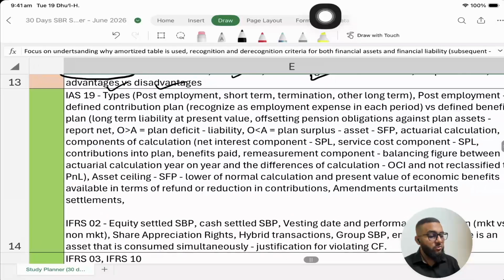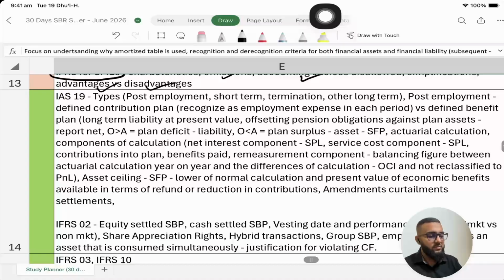So IAS 19, you will have to know the types, right? There are different types of employee benefits. There is post-employment benefits, there's short-term, there's termination, there's other long-term benefits, right? And post-employment is the focus here, right? In IAS 19, the main focus is the post-employment. So what are the aspects here? There's the defined contribution plan, right? So here you are going to recognize the employment expense, very straightforward. Then there is the defined benefit plan.